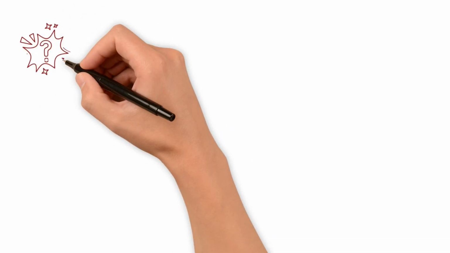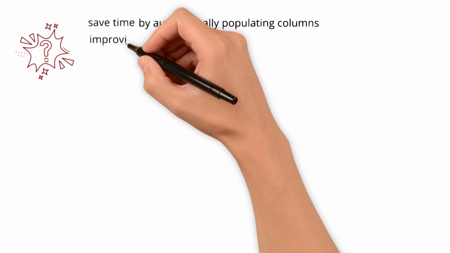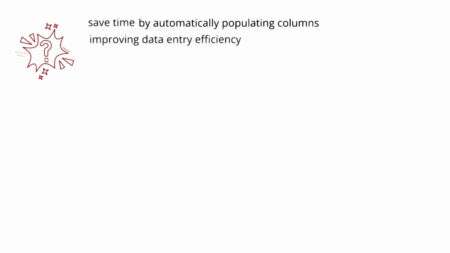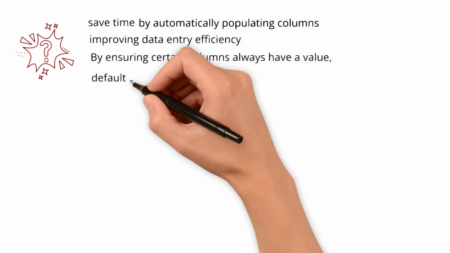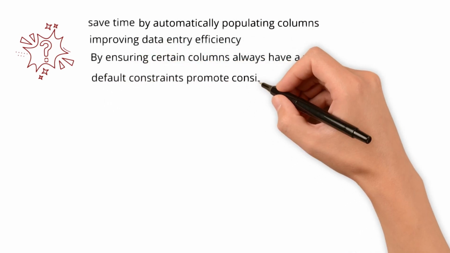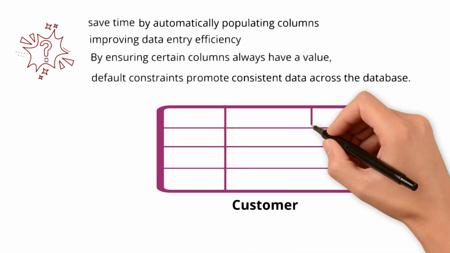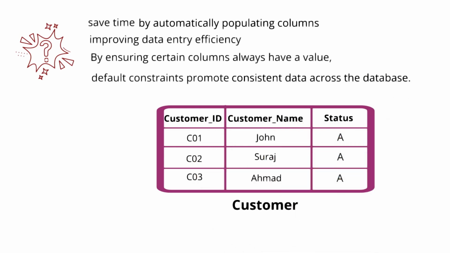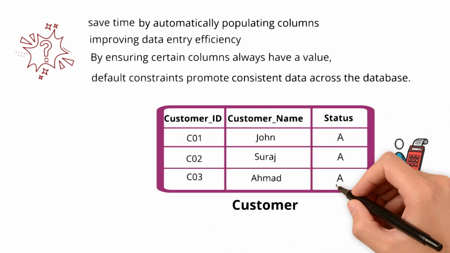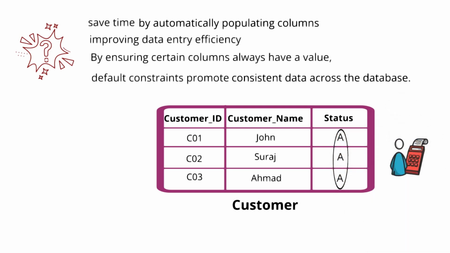Why is it important? Default values save time by automatically populating columns, improving data entry efficiency. By ensuring certain columns always have a value, default constraints promote consistent data across the database. One quick example: you can set a default value of active for a customer status column, ensuring new customers are automatically marked as active unless otherwise specified.